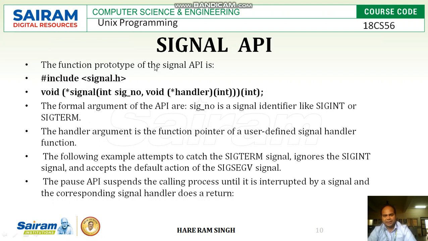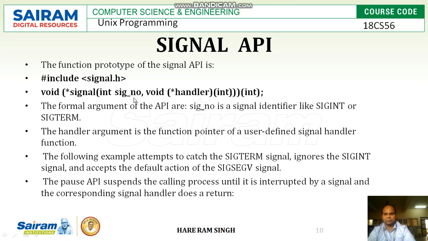The signal API is nothing but the prototype which is used to generate a signal. The prototype of the signal API is void (*signal(int sig_number, void (*handler)(int)))(int), and all of it is defined in the signal.h header file. The signal API has two arguments: one is sig_number and another is handler.